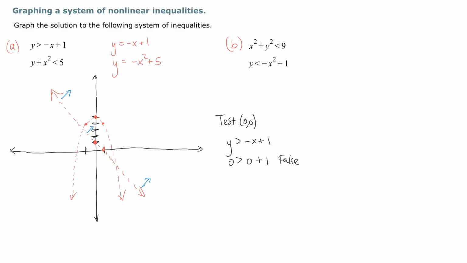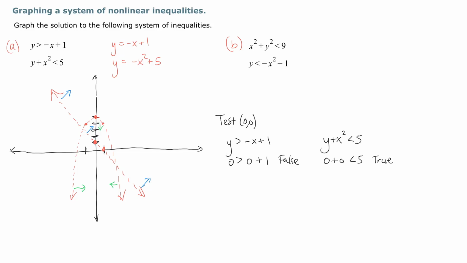Let's test the other one. We're also going to test 0, 0, but we're going to test it in the other inequality. Is 0 plus 0 less than 5? And then this one is true. So this one involves the parabola. For the parabola, I do shade the 0, 0 side. So for the parabola, I'm going to shade this way, and this way.